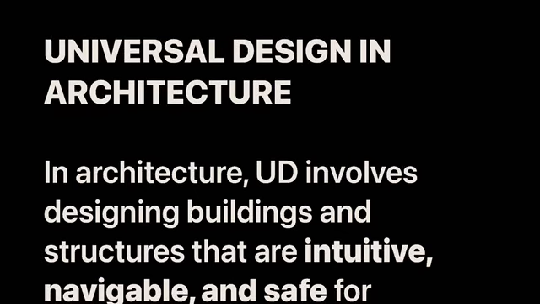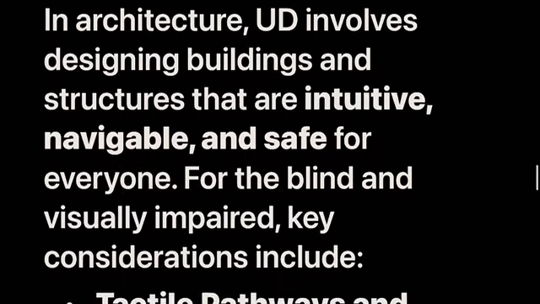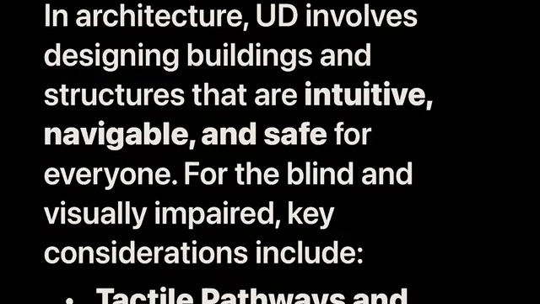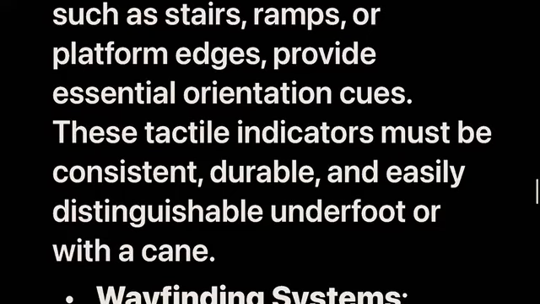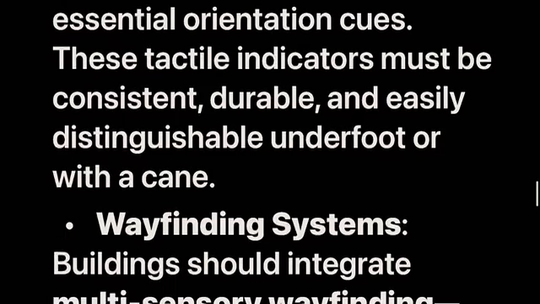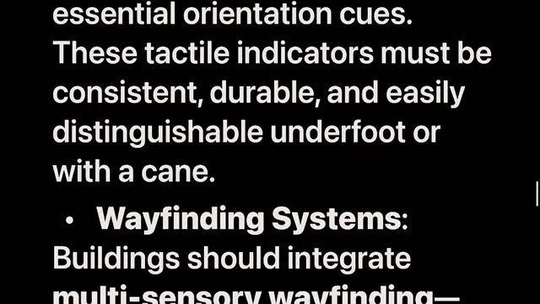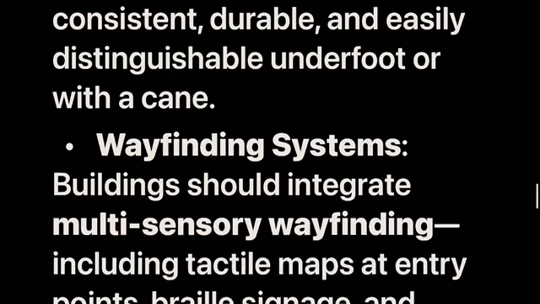Universal design in architecture. In architecture, UD involves designing buildings and structures that are intuitive, navigable, and safe for everyone. For the blind and visually impaired, key considerations include tactile pathways and flooring cues. Textured surfaces, tactile tiles, and detectable warnings at edges, such as stairs, ramps, or platform edges, provide essential orientation cues. These tactile indicators must be consistent, durable, and easily distinguishable underfoot or with a cane.